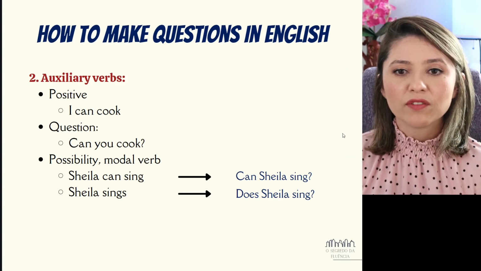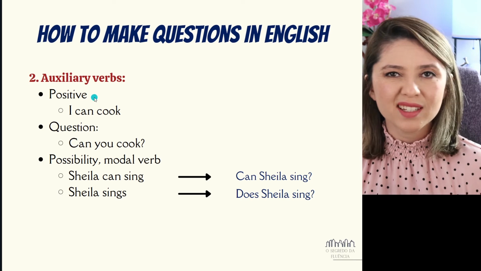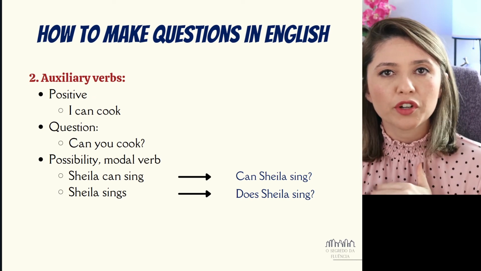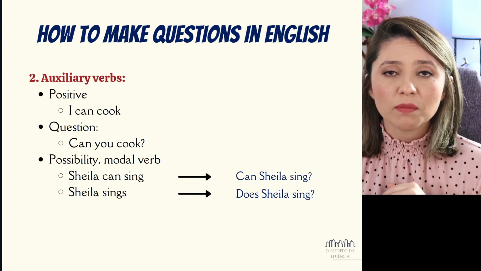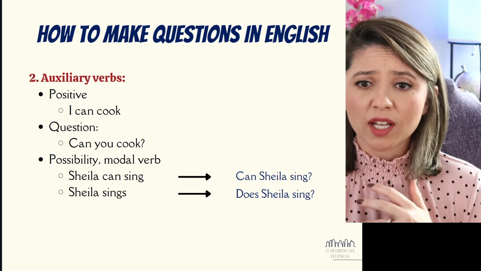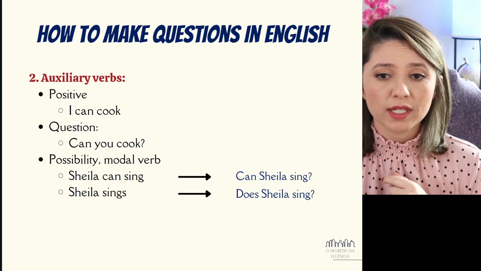And then you have the modal verb, can. So it's an auxiliary verb, but it's called a modal verb. Every time you have a modal verb, your sentence is going to behave differently. You can say, I can cook, meaning you have the ability of cooking. You can make a question, can you cook? So here you're going to swap again your modal verb with your subject.